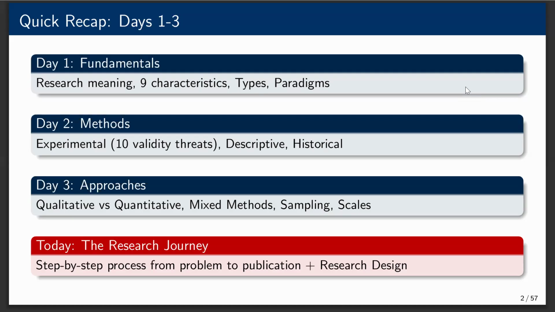Then we had discussed experimental design and the 10 validity threats, then descriptive research, historical research, and again in day 3 we had discussed qualitative versus quantitative research, then mixed methods of research, sampling and various measurement scales. Today we are going to discuss the research journey, basically the step by step process from problem to publication, plus research design.